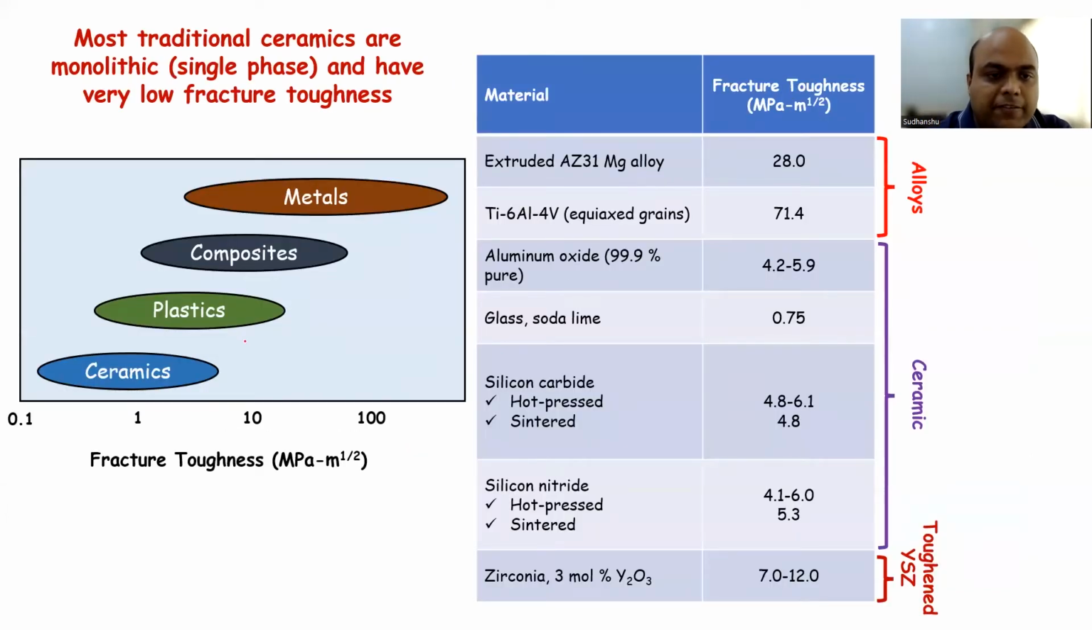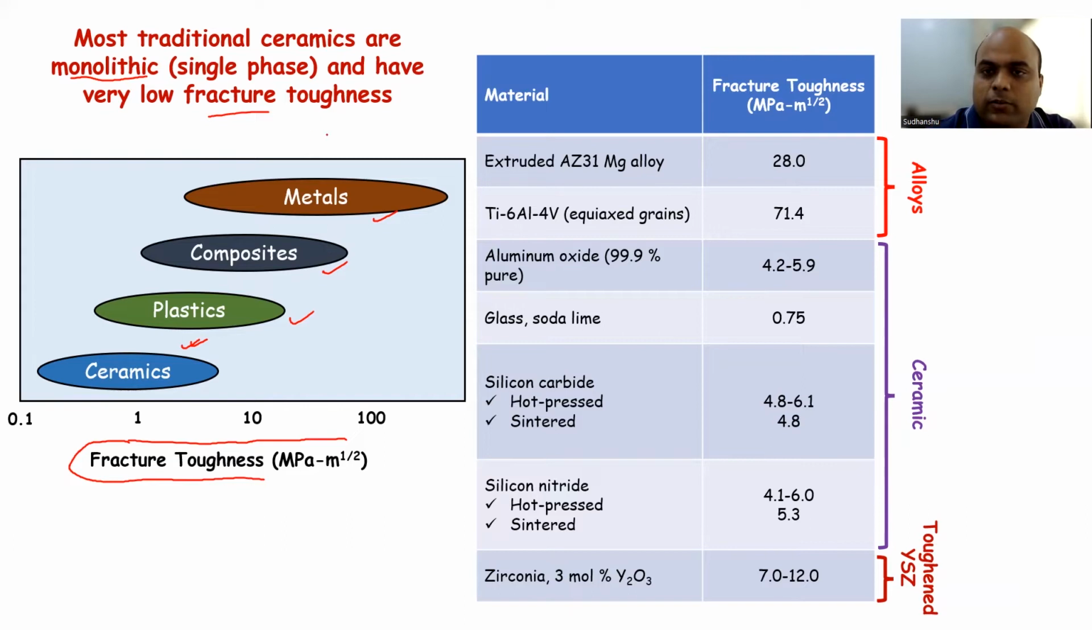Here I have shown the comparison of different materials. You can see fracture toughness on the x-axis. Ceramics have the lowest fracture toughness among plastics, composites, and metals. And as usual, metals and alloys exhibit the highest fracture toughness among these four kinds of materials. Traditionally, most ceramics are single phase monolithic, and I already mentioned that they exhibit poor fracture toughness.